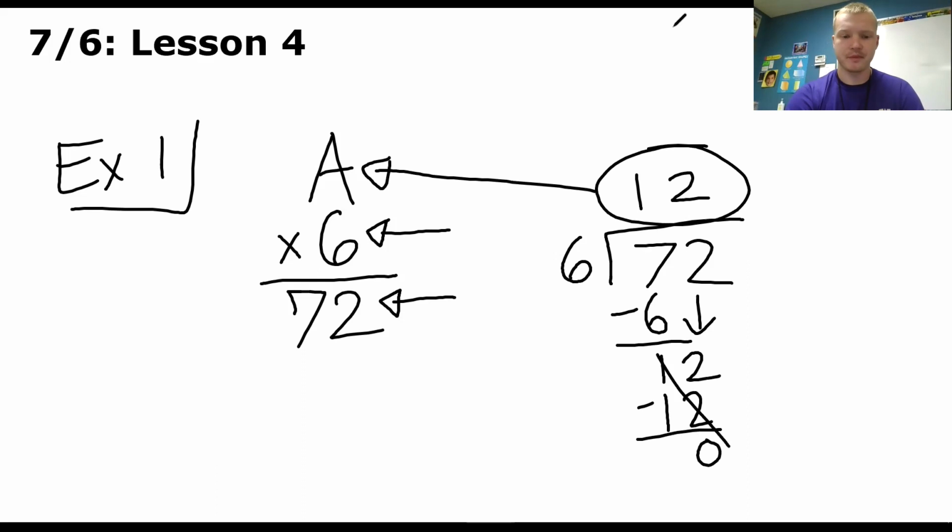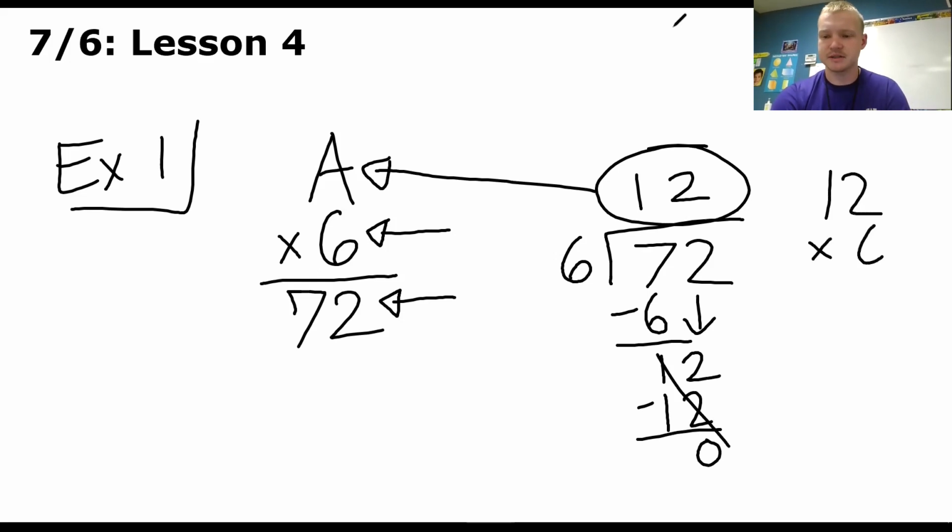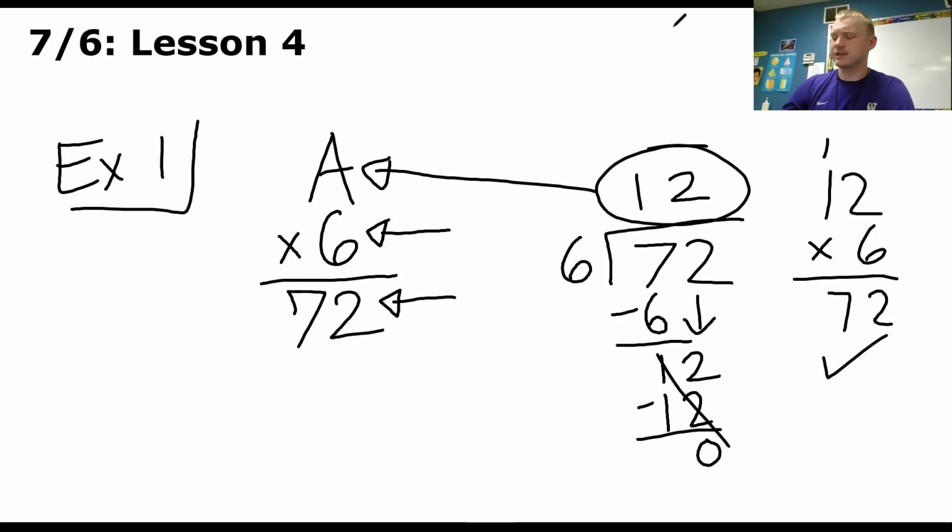So let's try that. Let's try 12 times 6 and see if that gives us 72. So 12 times 6. So 6 times 2, that's going to be 12. Carry my 1. 6 times 1 is going to be 6. And then add 1, 7. Does that match my answer? Yes, it does. So 12 is the correct answer for example 1 at the bottom of page 17. All right, moving on to example number 2.